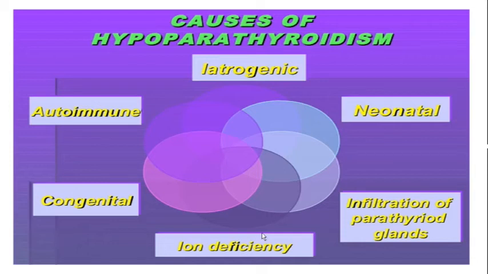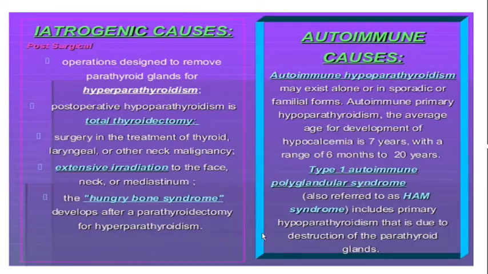Basically the causes for hypoparathyroidism can be classified under iatrogenic, neonatal, which is very common, the genetic associations, then infiltration of parathyroid glands with certain infiltrative and connective tissue disorders, iron deficiency, congenital, and autoimmune. Iatrogenic, all the causes which I have listed completely cover the causes for hypoparathyroidism.